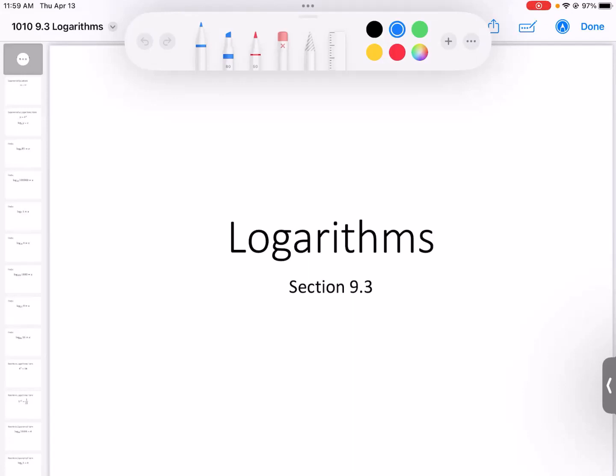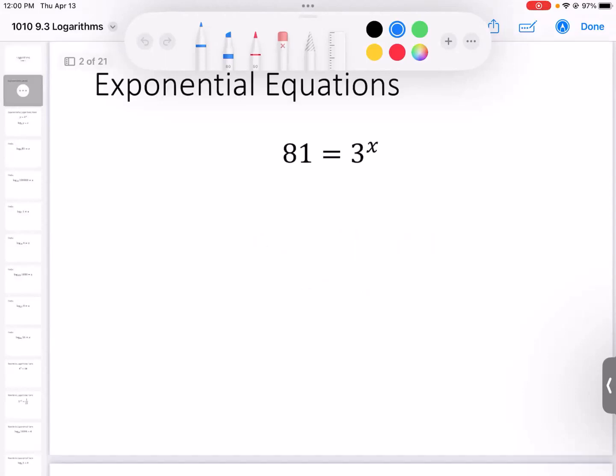And our lesson for today is about logarithms, which is section 9.3. In yesterday's class, we talked about exponential functions, and you can also have exponential equations where you're looking for the exponent. So for example, in this equation, what would x need to be to make this equation true?